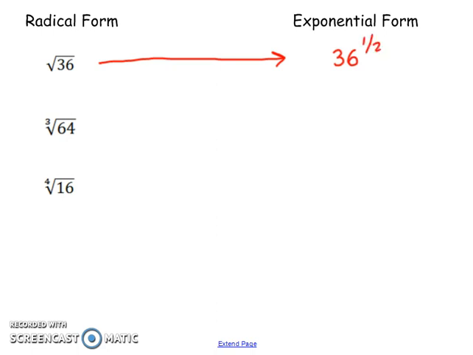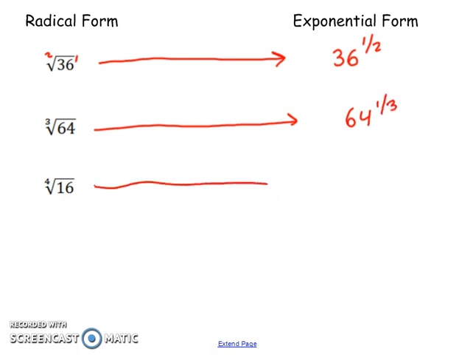Okay, so that's coming from the exponent and the index. The 36 has an exponent of 1. The index is a 2. So we're taking the exponent and dividing it by the index. So for the cubed root of 64, that would be 64 to the 1/3. And for the fourth root of 16, we would have 16 to the 1/4.